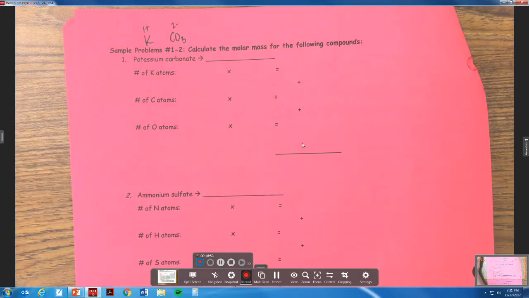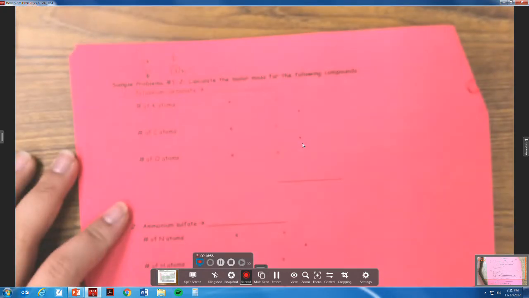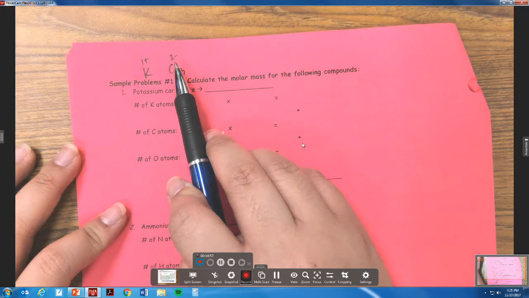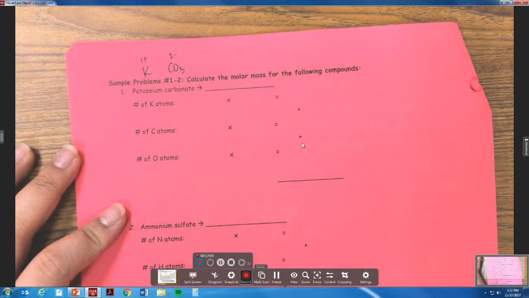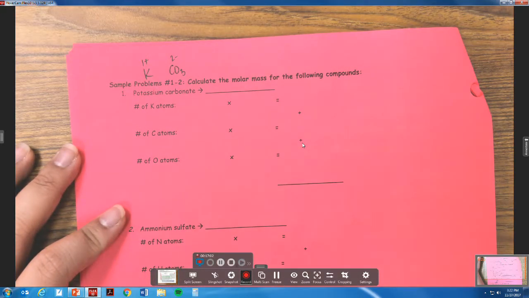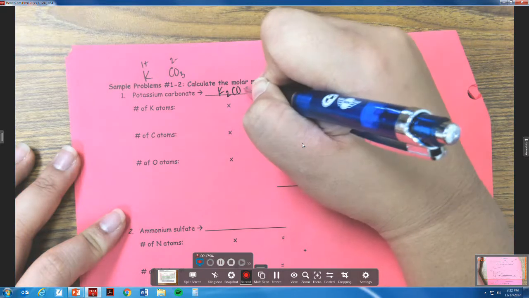Okay, so remember what we do with our charges. Our charges are going to become the subscripts for the opposite element. So we end up with K2CO3.